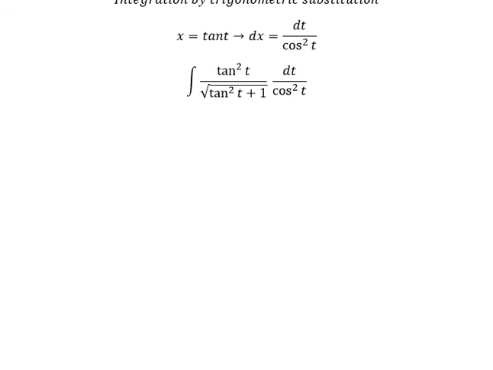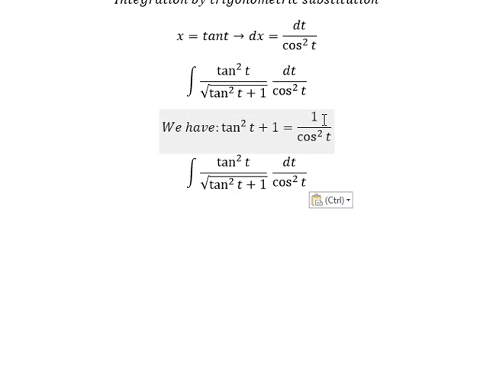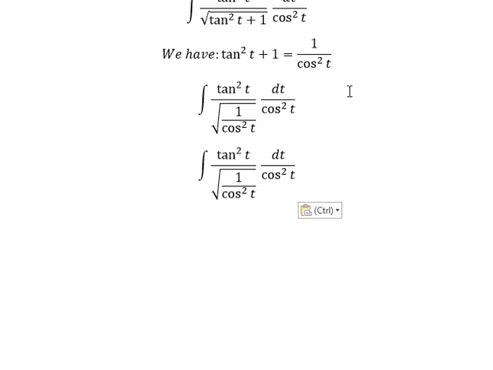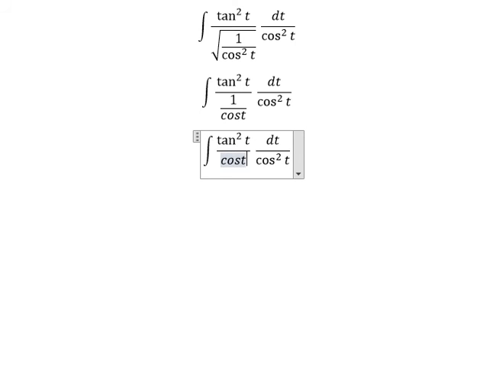Next we have 1 plus tan t square equal to 1 over cosine t square. We change this for this one. Now we have the square root of 1 over cosine t square. This one should be 1 over cosine t. Cosine t and cosine t we cancel together, and now you have only cosine t in here.